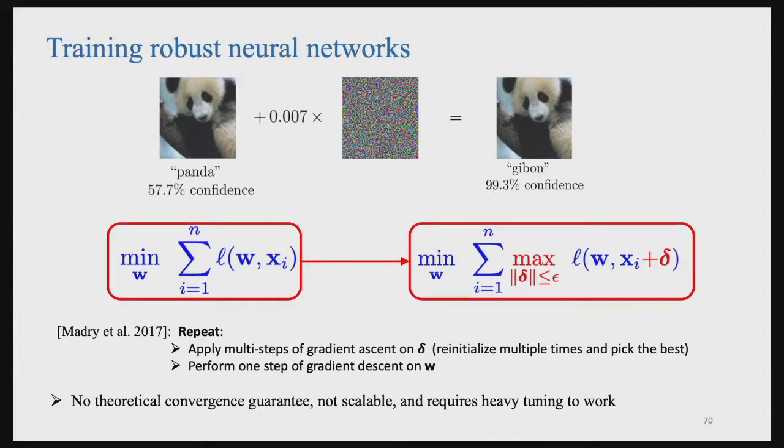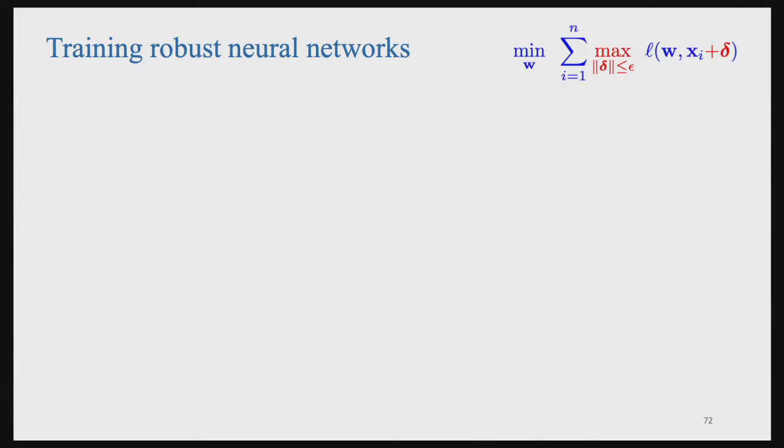There is no theoretical convergence guarantee for it, and it's not scalable. They also say that it's not scalable and requires heavy tuning. So can we apply our theory to this problem? Let's start with this. And again, the problem is that this inner problem is non-concave. Our theory only applies when you have a function that is concave with respect to delta and non-convex with respect to the weights.